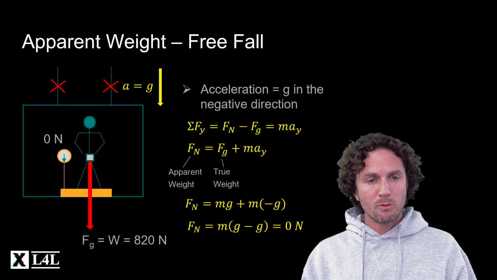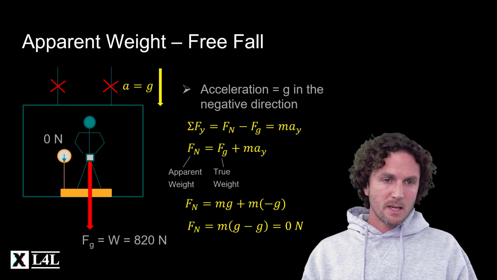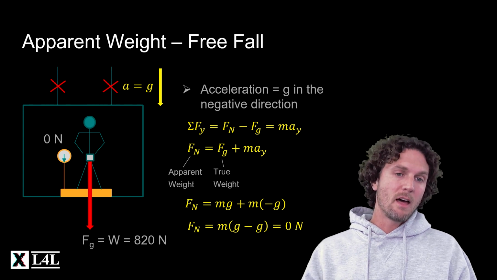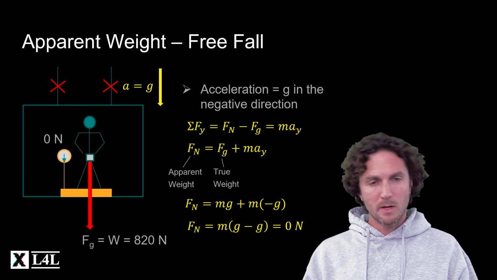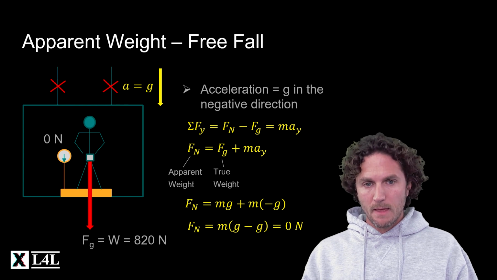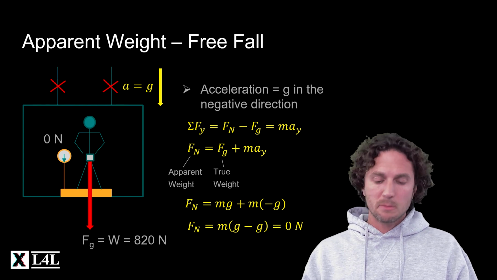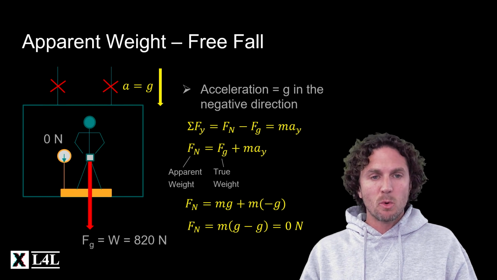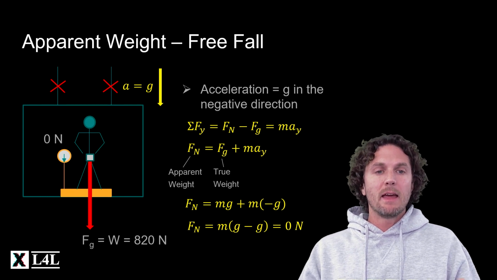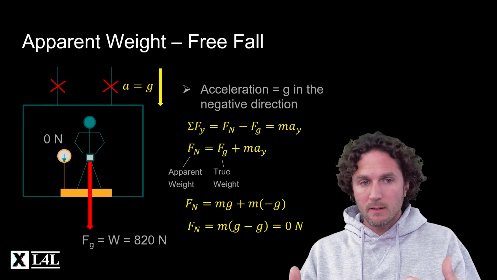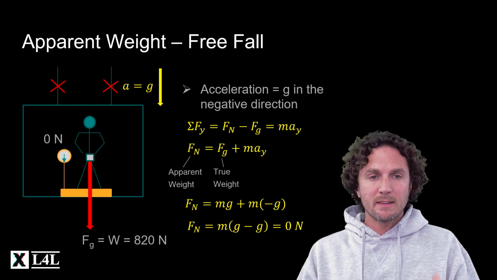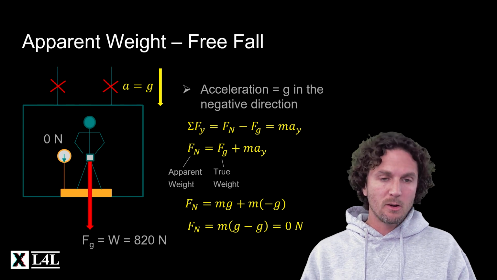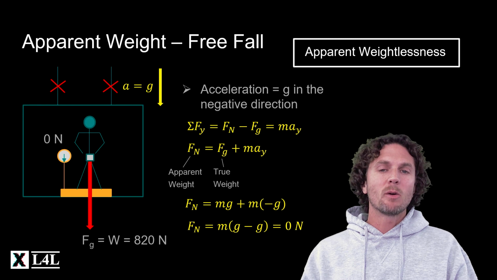So the normal force, as you can see on the scale, reads 0 newtons. An object that's in free fall inside of another object that is also experiencing free fall is not going to be able to provide a support force. There's no way that the scale can actually support your weight to get a reading. The elevator cart, the scale, everything is accelerating at the same rate, and therefore there is no reading on the scale. This is what we call apparent weightlessness.